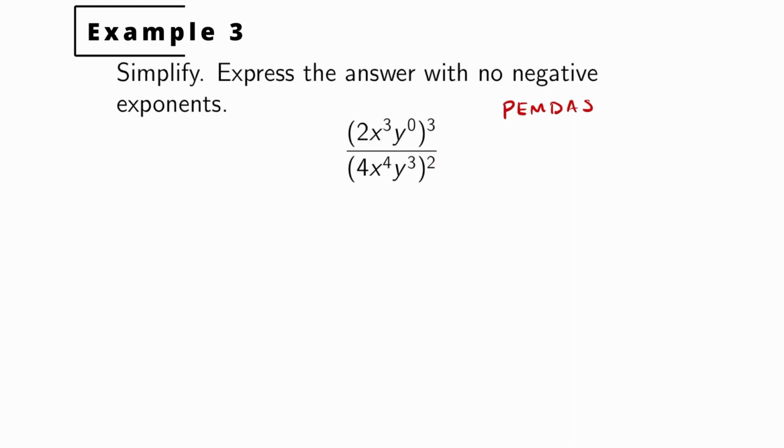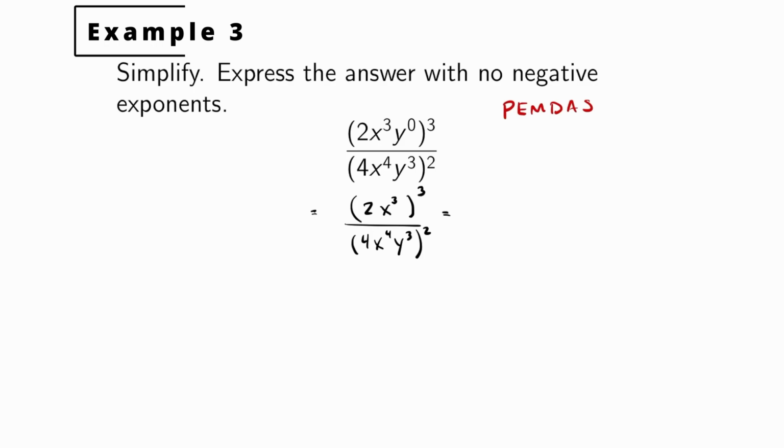All right, so first things first, I can actually simplify this. This y to the 0 power is just 1. So this is actually just going to be 2x cubed times 1, but I don't have to write times 1, cubed. And in the denominator, there's nothing in these parentheses that we can simplify. So it's just 4x to the 4th times y cubed, and then we square it.